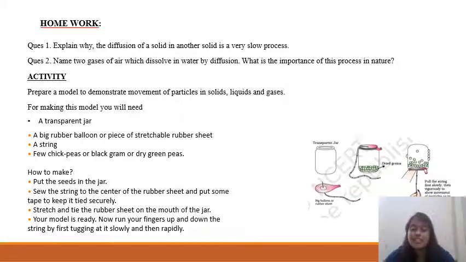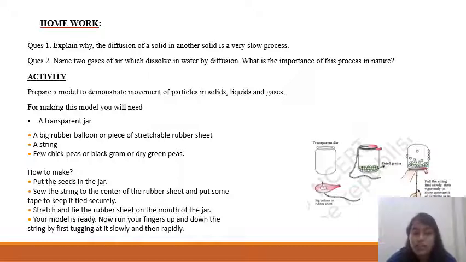And the third one is activity time. So what do you have to do? You have to prepare a model to demonstrate movements of particles in solid, liquid and gases. For making this model, you will need a transparent jar, a big rubber balloon and a piece of stretchable rubber sheet, or a string, few chickpeas or black gram and dry green peas. You can take any kind of pulses.